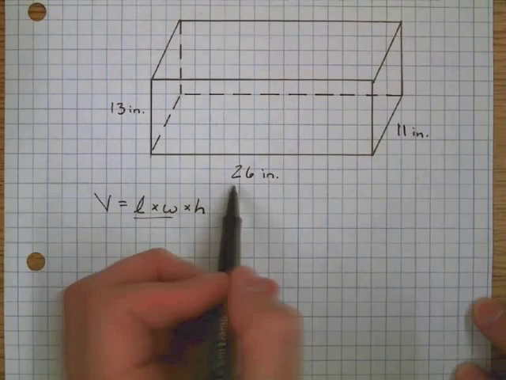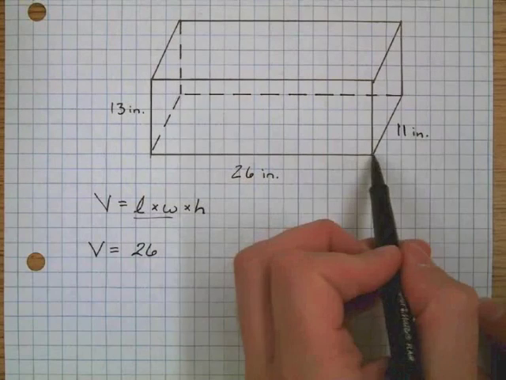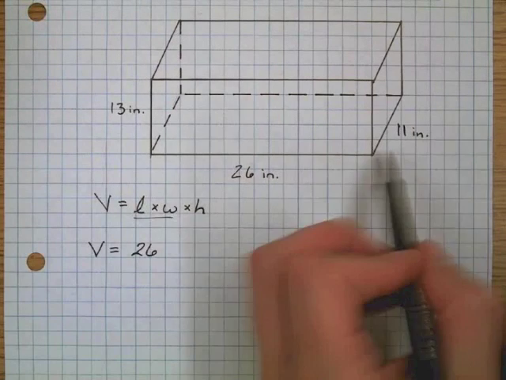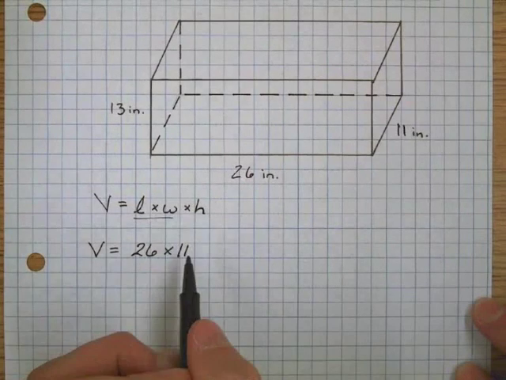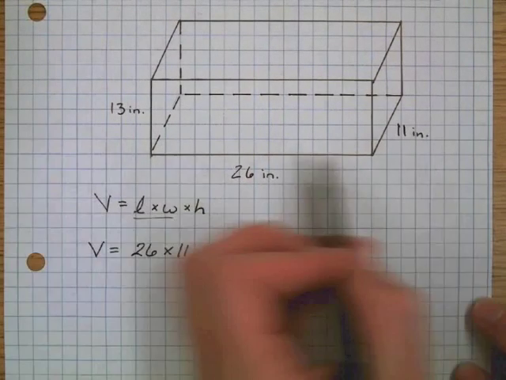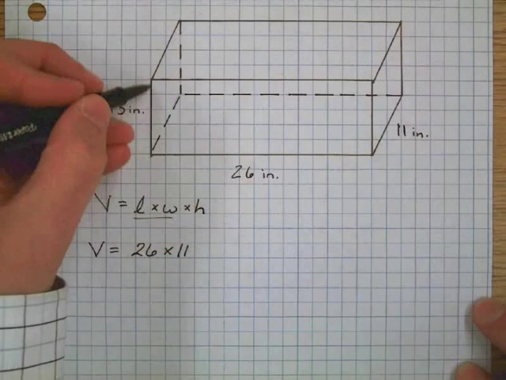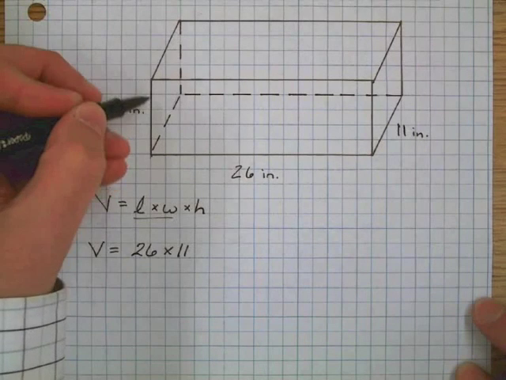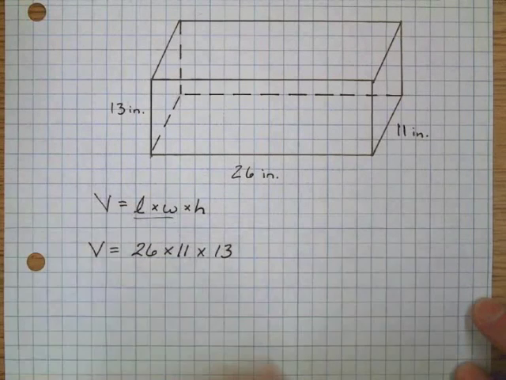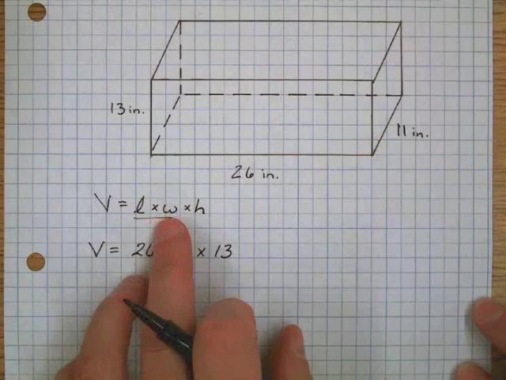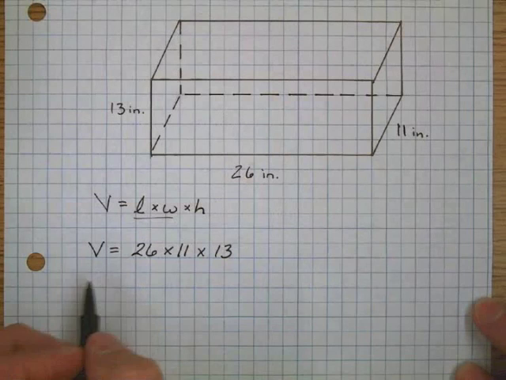So that width is 26, and that length is 11. And then we have two dimensions, and we need a three-dimensional shape, and that would be the height. So right here, this is adding in our height dimension, and that height dimension is 13. So we can find volume, length times width times height. In this case, 26 times 11 times 13.